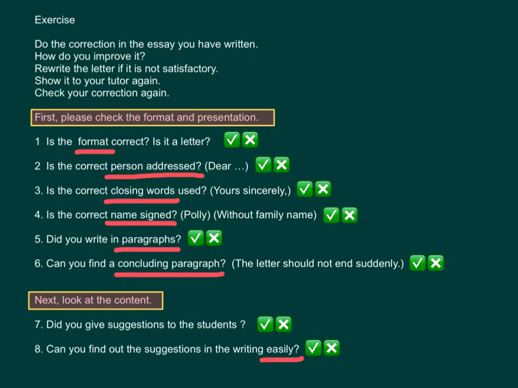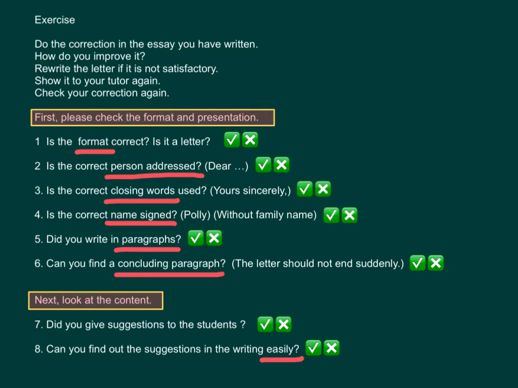Exercise. Do the correction in the essay you have written. How do you improve it? Rewrite the letter if it is not satisfactory. Show it to your tutor again. Check your correction again.